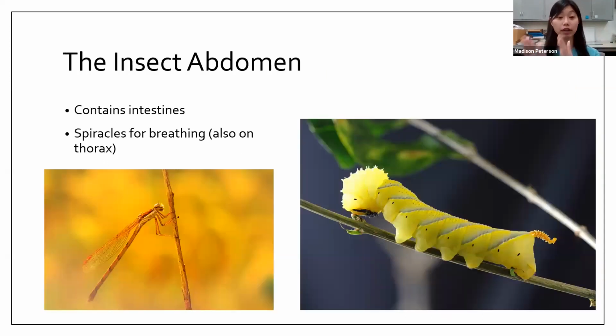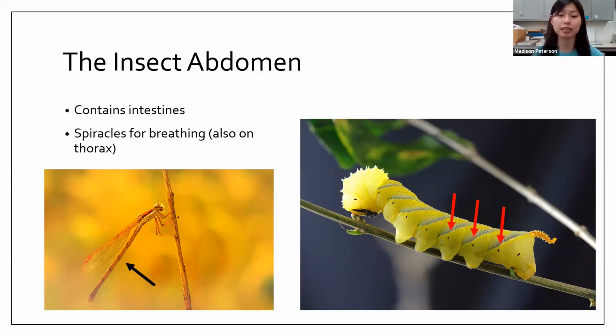So the last part of the insect is going to be the abdomen. And so this inside is going to contain the intestines, like the digestive system and the excretory system. They also contain spiracles. So if you ever wonder, how does an insect breathe? Well, they have little openings in their abdomen and also on their thorax called spiracles. And you can see this yellow caterpillar here, those black dots, those are the spiracles. So abdomens are going to look different on different insects. Like this dragonfly has a really thin and skinny abdomen. Cockroaches maybe have really big and fat abdomens.